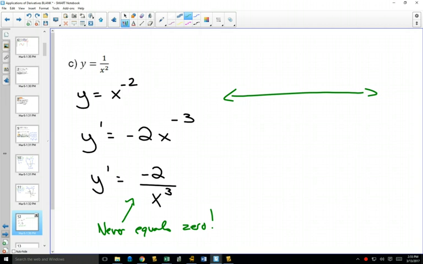But what else did we have to check for critical points? Non-permissible values. Does our original function have any non-permissible values? Yes. Our non-permissible value for our original function, x can't equal 0. Did our derivative have any non-permissible values? Yes. Happens to be the same one. X can't equal 0 there either. So our only critical point for this one is 0.